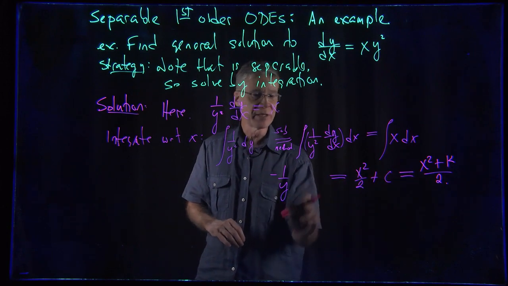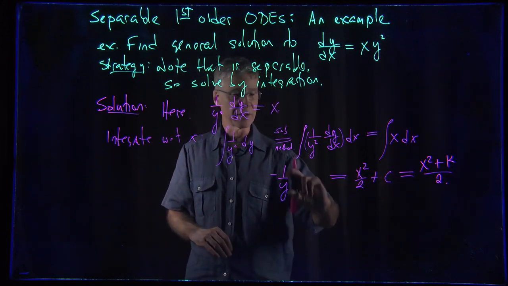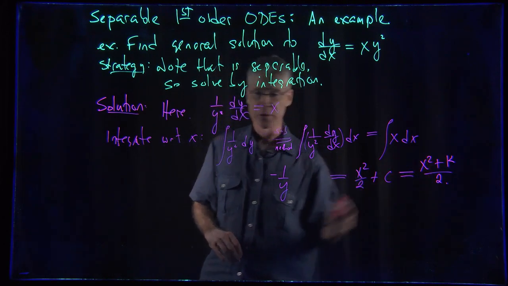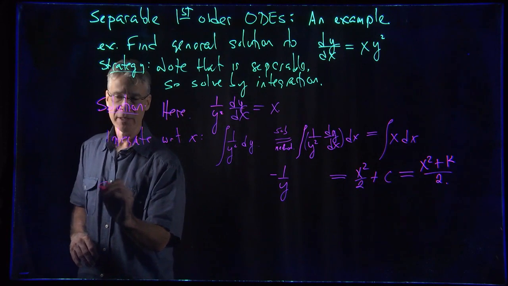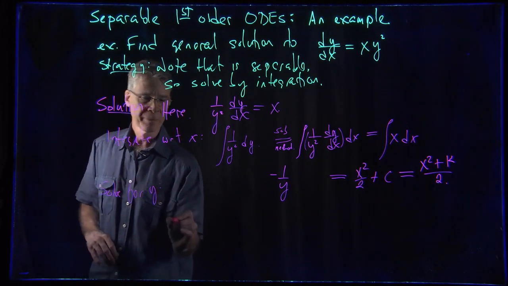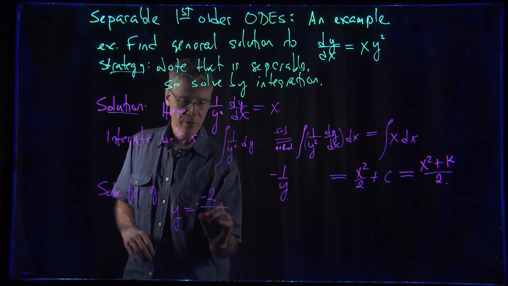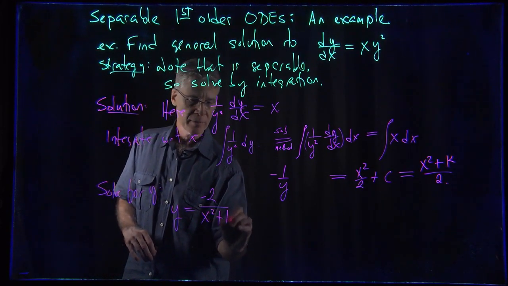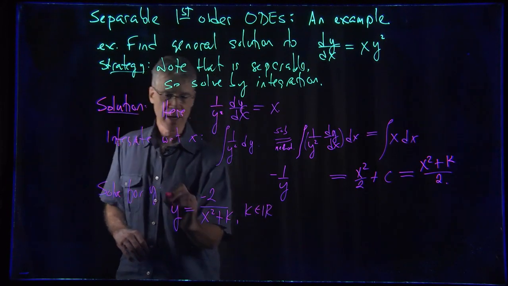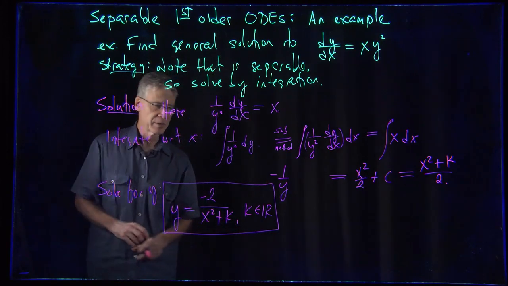If I'm going to solve this, I notice that I can just take the reciprocal of both sides. If this equals this, then the reciprocal of this will equal the reciprocal of this. And at this point, we can solve for y, and we get y equals minus 2 over x squared plus k, where k is a real constant, and in essence, we've solved our differential equation.